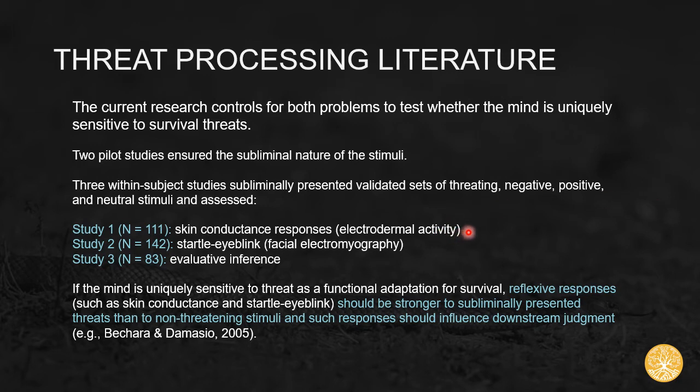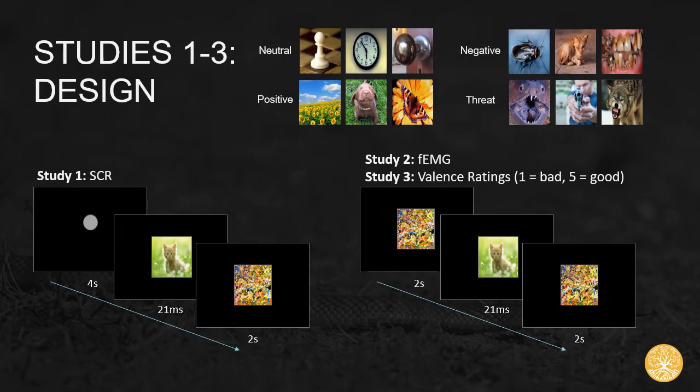First study did EDA, the second study did startle, and the last study did an evaluative inference task. And I'll talk more about that on the next slide. So this is the basic design of all of the studies. Here's an example of just some of the stimuli: neutral, positive, negative, and threat stimuli.